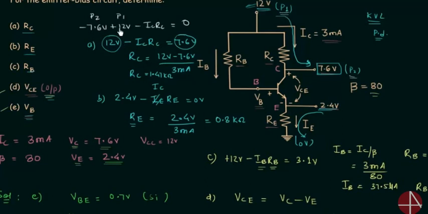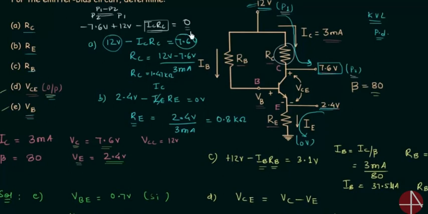So we have P1 minus P2, and P1 minus P2 is potential difference. Potential difference is nothing but the difference between potentials of 2 points. ICRC is already the potential difference, the drop across the resistance. The sum is equal to 0. So we can say that this equation is proper use of Kirchhoff's voltage law.